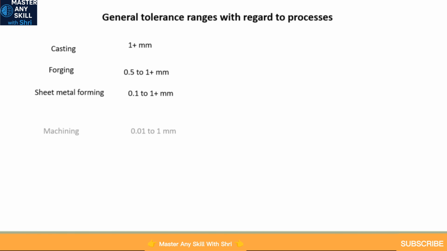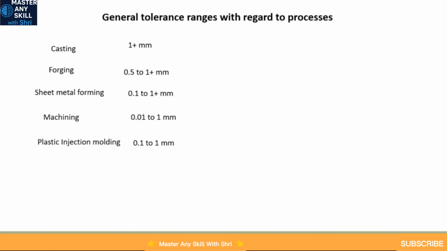Then machining, which is the most common manufacturing operation used in production, can have a range from 0.01 to 1 mm. So there can be different levels of machining operations, from turning and facing, from coarse operations to fine operations, and then to finishing operations like grinding, super finishing, lapping. All of those can have very fine tolerance ranges in micrometers.